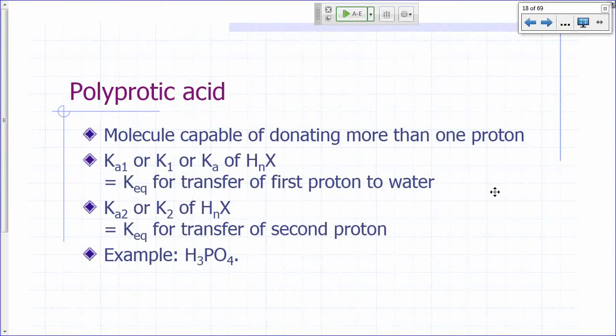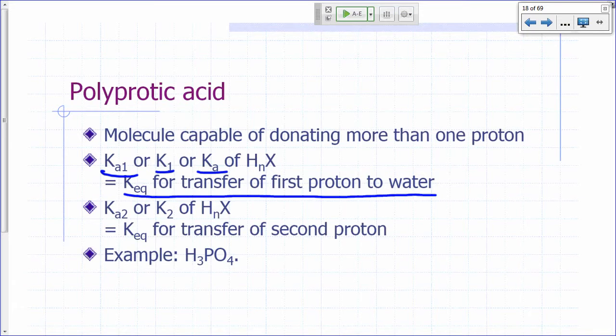A molecule that's capable of donating more than one proton is what you would call a polyprotic acid. If it's capable of just donating one proton, how would you call it? If it's not poly, it's monoprotic acid. So if you have these kinds of molecules, then ionization can occur in several steps. What you would call the Ka1 or the K1 or the Ka would be the KEQ for the transfer of the first proton to water.